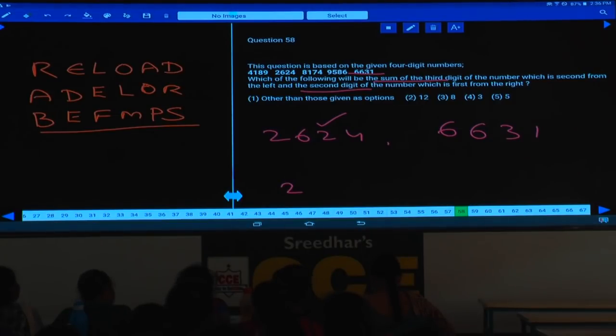Second digit from the right. Second digit is what? 6. Then what is the sum of these two? 2 plus 6 is 8. 8, that is given in choice 3. Question number 58, choice 3.